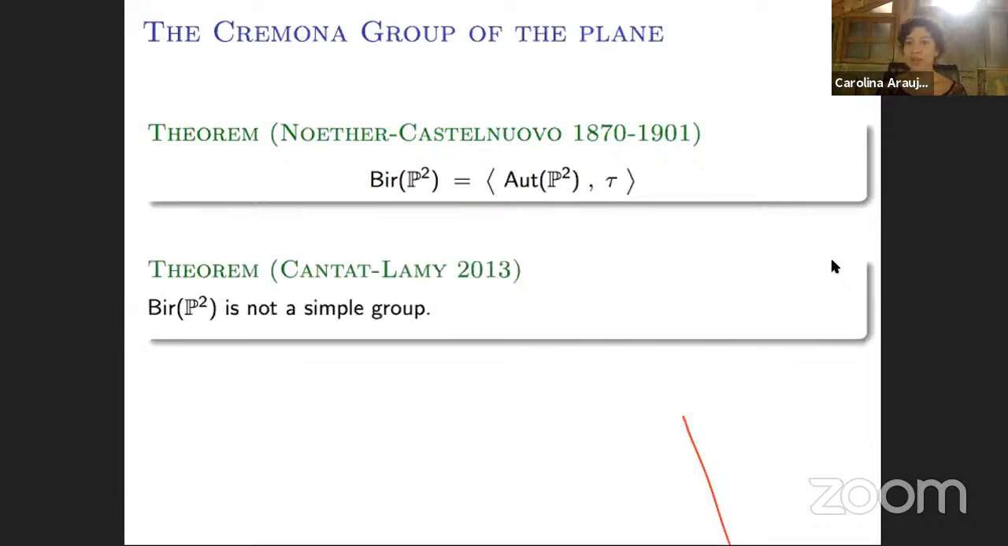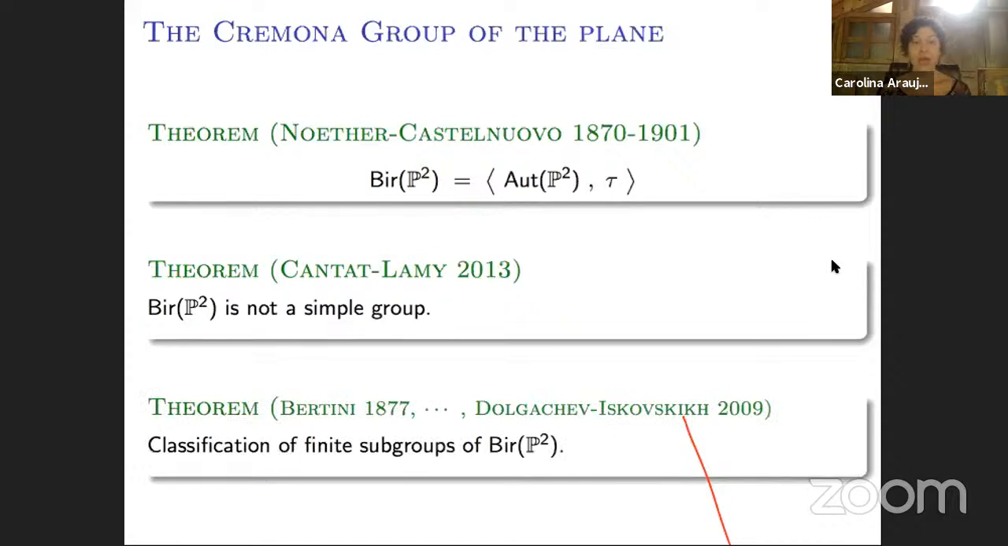Let me give you 2 examples. Only in 2013, we learned that the Cremona group of the plane is not a simple group. This is a theorem of Cantat and Lamy. And also very recently, we obtained the complete classification of finite subgroups of the Cremona group. This study of finite subgroups started with works of Bertini in the 19th century and was only completed recently by Dolgachev and Iskovskikh in 2009.